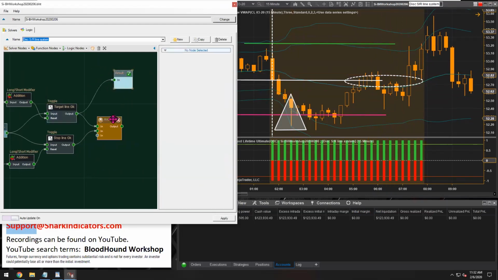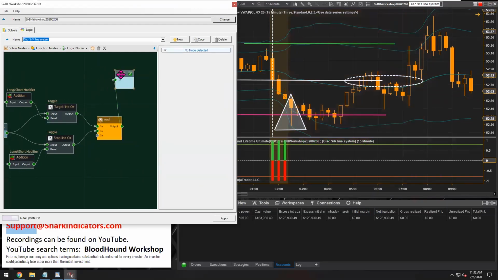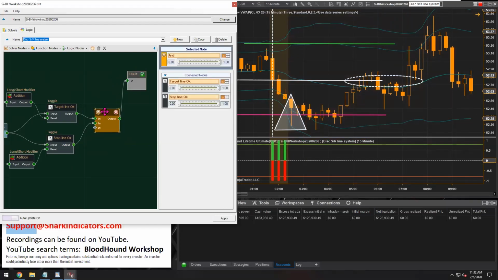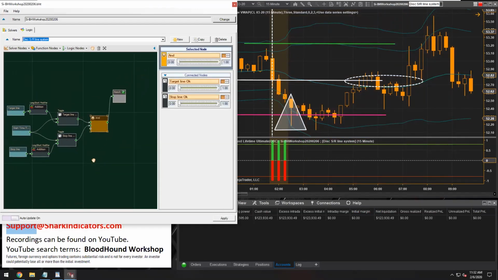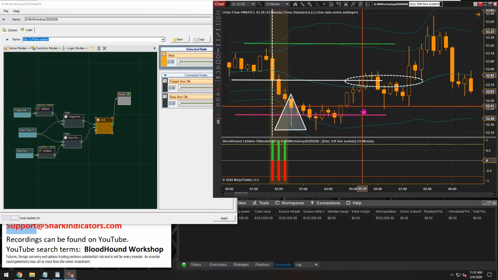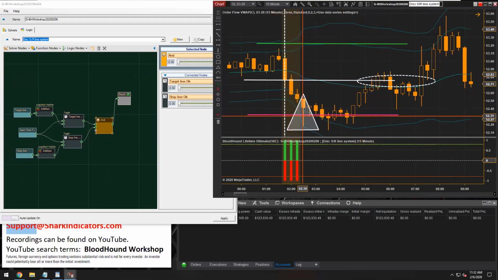So now, looking at this AND node, if price hits the stop line first, the toggle nodes are turned off. And so with the toggle nodes off, no signal from the signal line can get through.